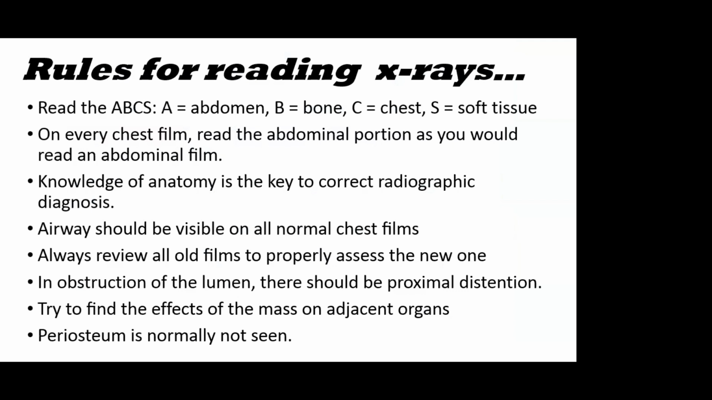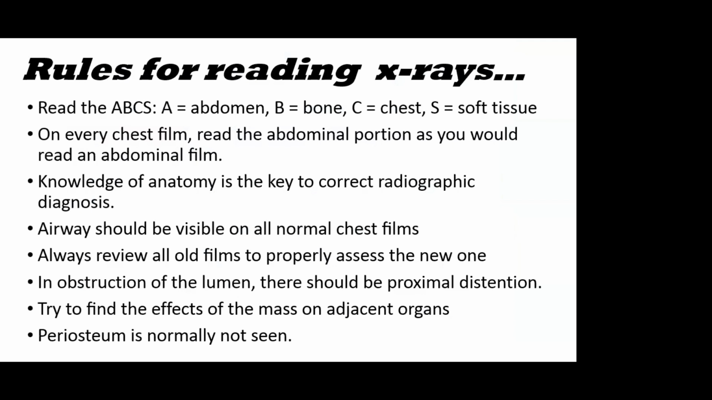So read the ABCs. Overall, abdomen, bone, chest, and soft tissue. So we call it ABCS. If you try to remember a mnemonic: abdomen, bone, chest, and soft tissue. For every chest film, read the abdominal portion, and you will read an abdominal film.